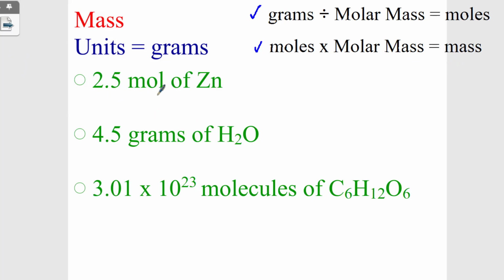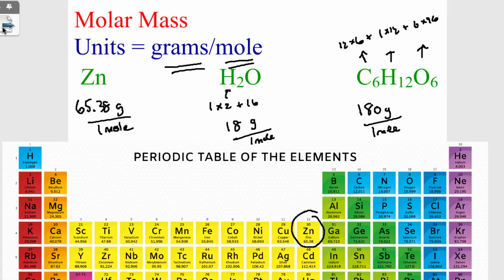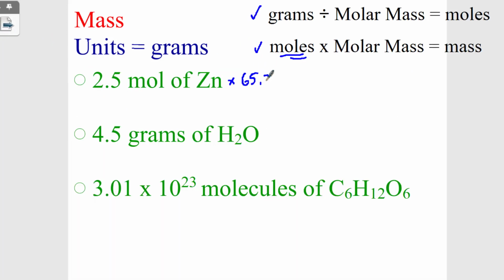Let's use this. We have 2.5 moles of zinc. So we have moles. So what are we going to do? We're going to multiply by the molar mass of zinc. Remember, the molar mass of zinc was 65.38 grams for every 1 mole. So if I take 2.5 times 65.38, that gives me 163.45 grams of zinc. And we always want to put our units and what it's assigned to. That's going to be very, very important. Put your number, your units, and what it's assigned to.